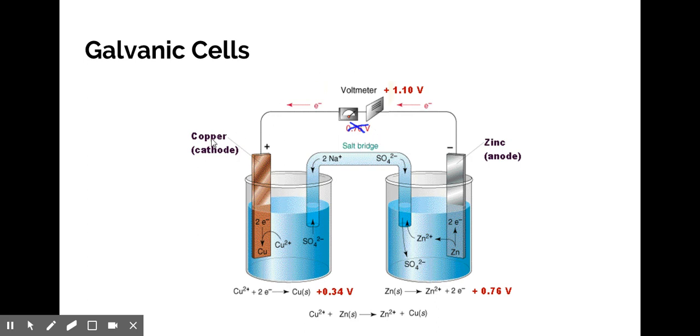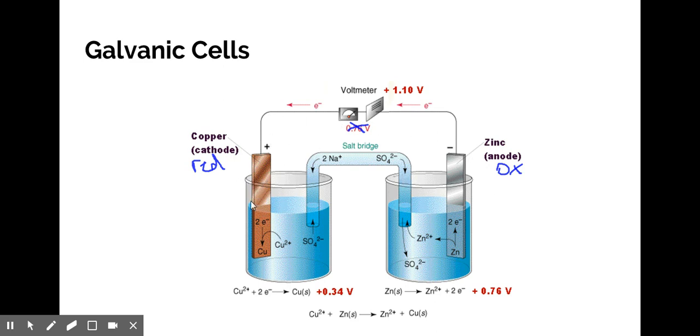Okay, so here we go. We have our cathode and we have our anode. Remember, our cathode is where reduction occurs, and our anode is where oxidation occurs, okay? Now, there's a couple of ways that I can figure out who's my anode and who's my cathode.